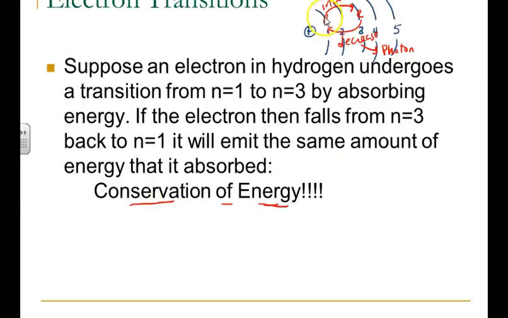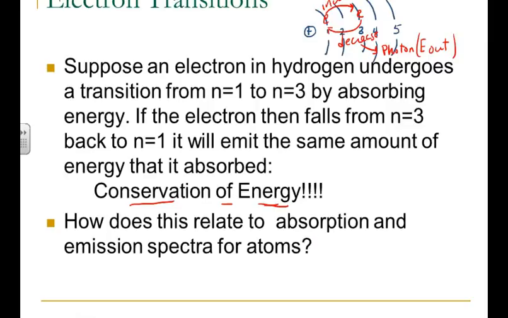So whatever energy is put in, so energy in on this side, energy out on this side in the form of a photon. And these two amounts, the energy in has to equal the energy out. So how does that relate to the absorption and emission spectrum of atoms?